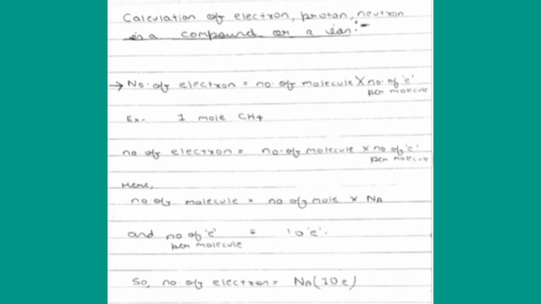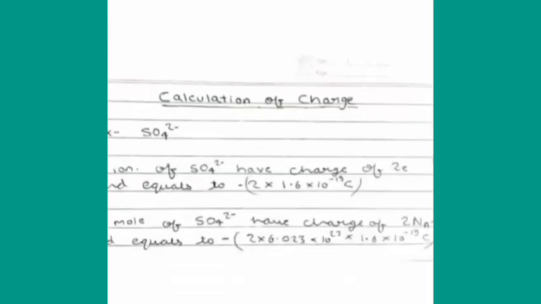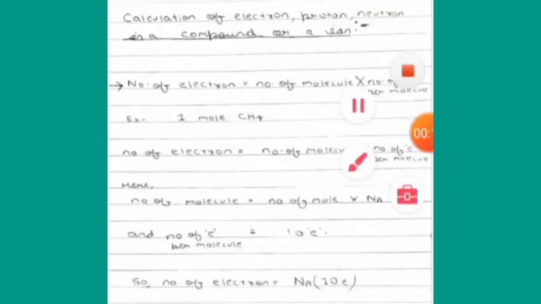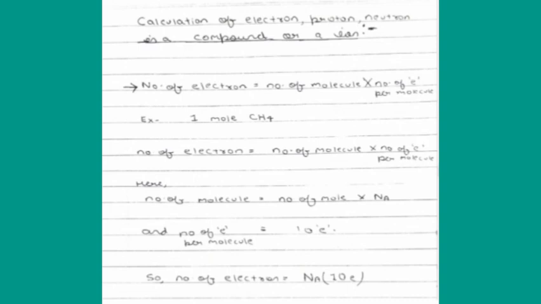We are going to discuss calculation of electron, proton, neutron in an atom and compound, calculation of charge and concept of density in this lecture. So let's begin. Our first topic is calculation of electron, proton and neutron.